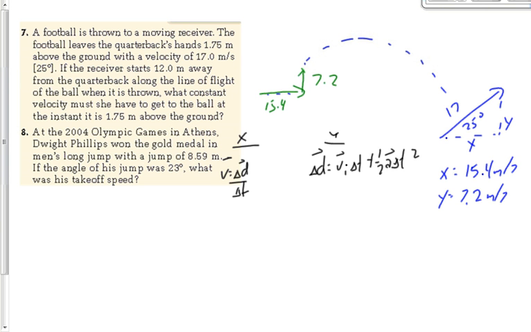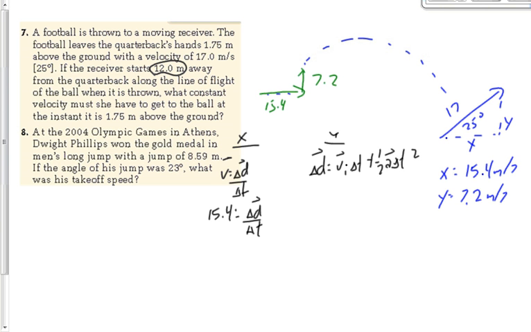We've got a horizontal velocity of 15.4 and a displacement we don't know. It is not 12 meters. That's how far the receiver is away, not how far the ball goes. It'd be great if the receiver was in the exact right place and didn't have to run to catch the ball, but that doesn't happen, and it doesn't say it happens here. So we don't know that the displacement is 12 meters. We're going to have to find that number.